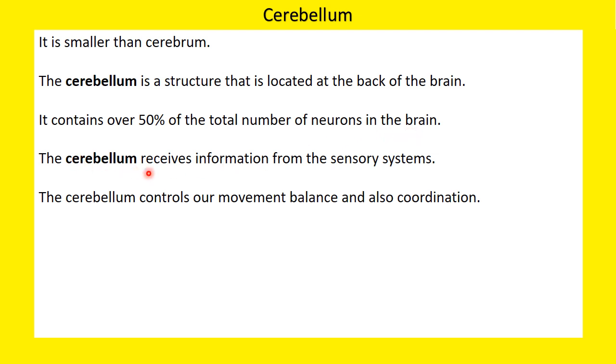So we have some quantity of neurons in our body. Let's take it as 100%. Of that 100%, 50% of neurons are connected with the cerebellum. The cerebellum receives information from the sensory systems, which have sense organs. The cerebellum controls our movement, balance and also coordination.